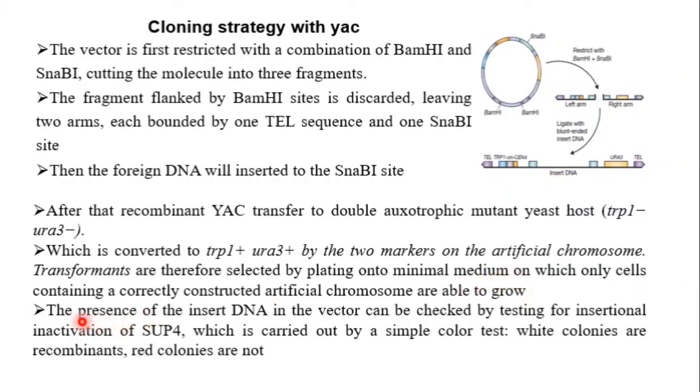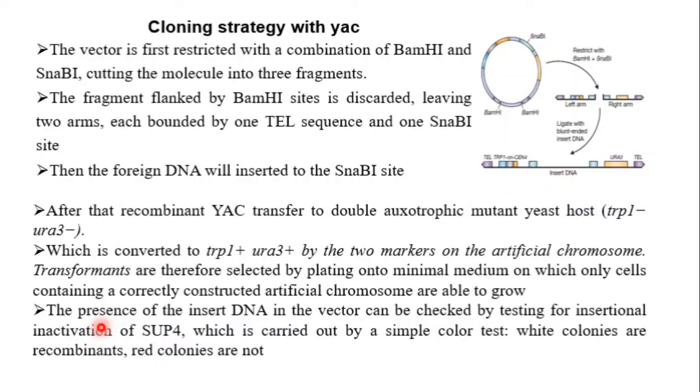Then we have to check whether the foreign DNA is inserted into this vector. If the foreign DNA is inserted in the vector, the SUP4 gene will be inactivated. SUP4 gene gives red pigment colonies. If the foreign DNA is inserted into SUP4, then SUP4 will undergo insertional inactivation and cannot synthesize red pigmented colonies.